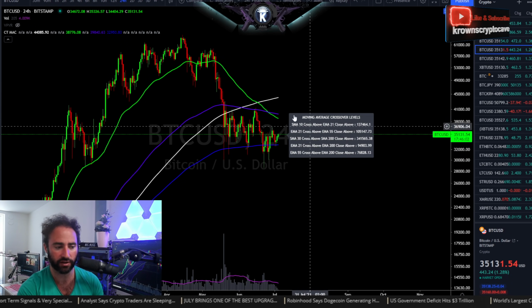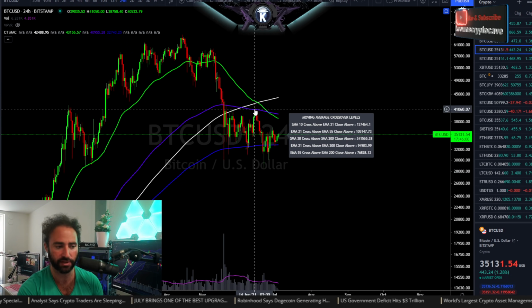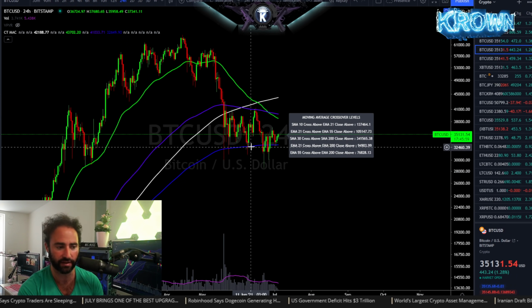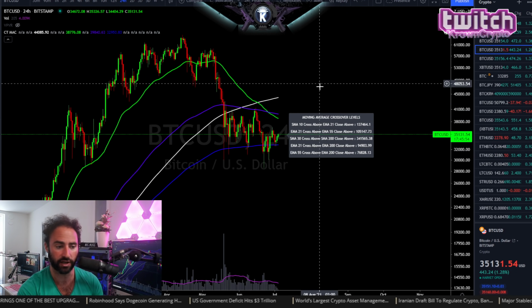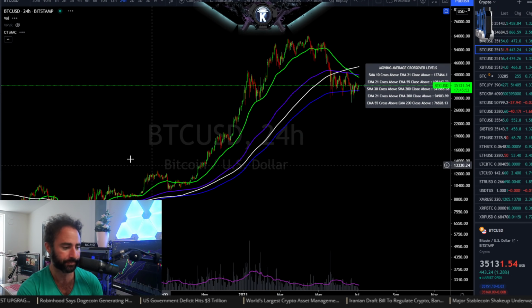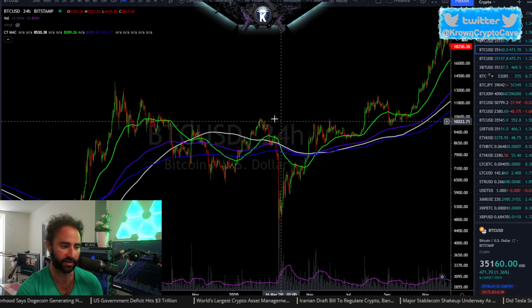Kind of memorize what's going on right here. We have a consolidation between the 200 exponential average and the 377. We did get essentially the death cross right here, and the 200 simple is governing from above. Very interesting, right? Anyways, we did see something very similar right on over here.